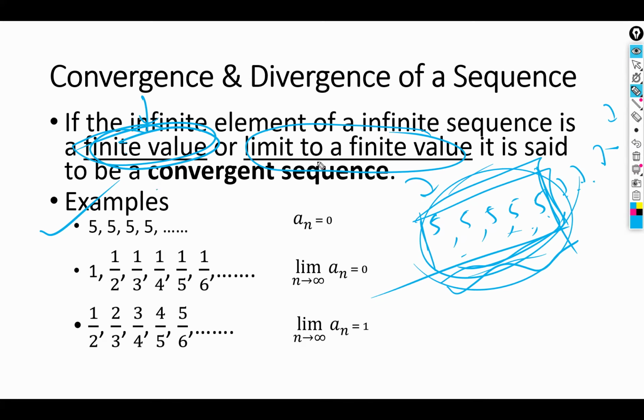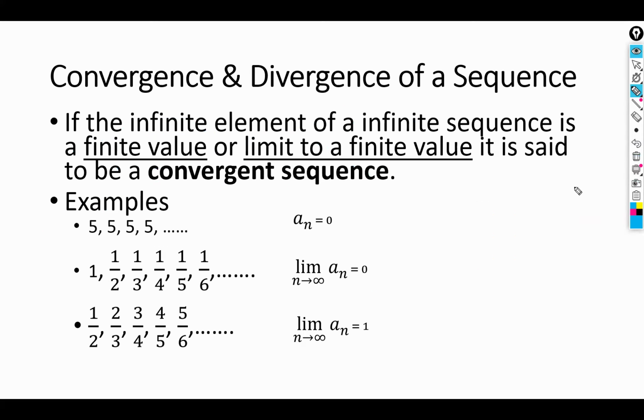There are some sequences where the infinite term limits to a finite value, or converges to a finite value. So then we call it a convergent sequence. Now this is also a convergent sequence, but the second scenario is also a convergent sequence. So this is the more interesting scenario. Let's take an example.